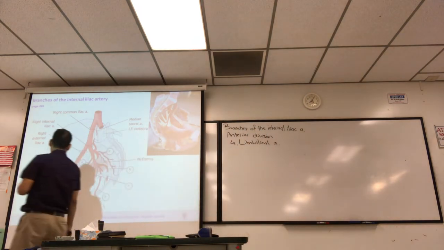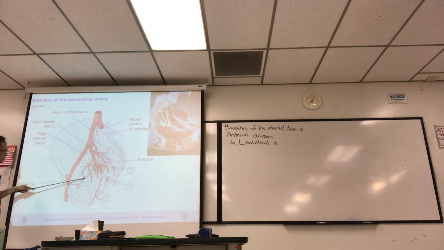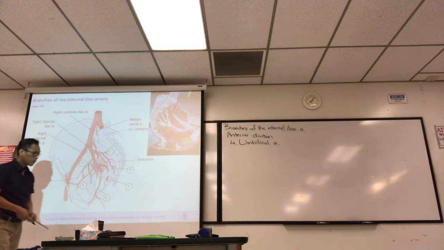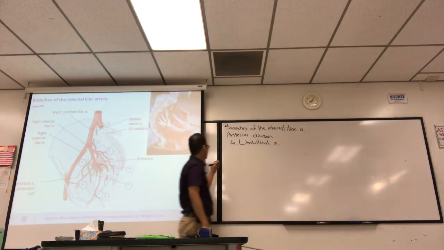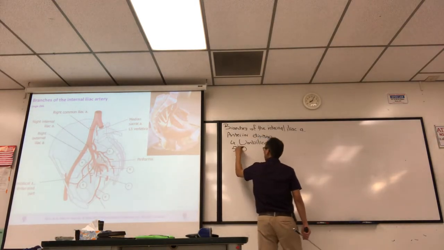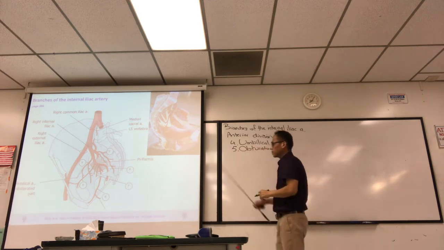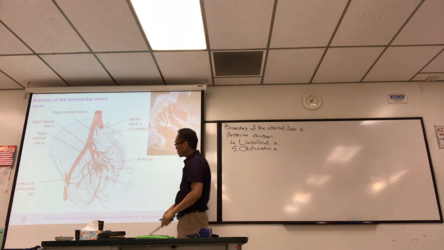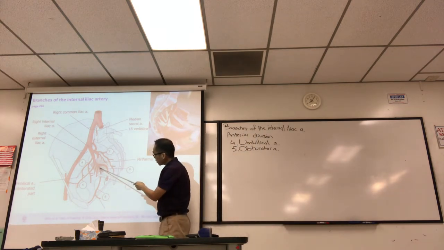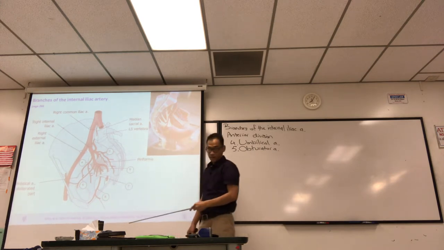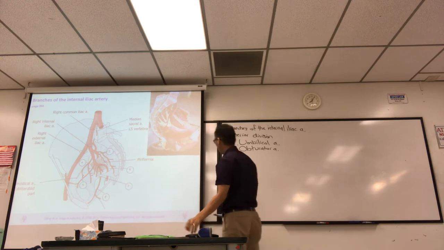There's a branch coming off. It's going to exit the pelvis through that little obturator canal and supply blood to the medial thigh. It's obturator artery, number 5. Next one. Okay, there's one little branch coming up here. He's just kind of hanging out there. It's labeled number 7. That's going to go to the rectum. It's the middle rectal artery.